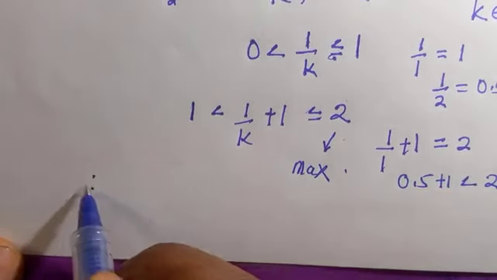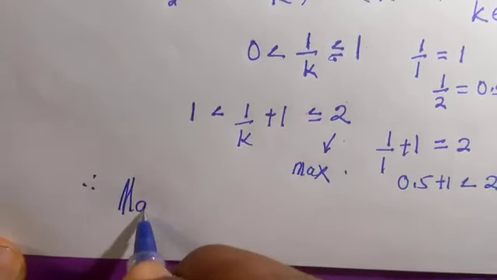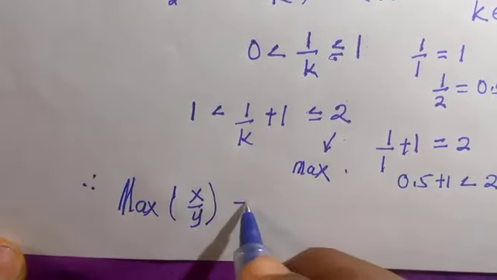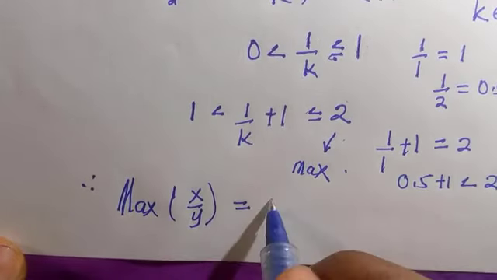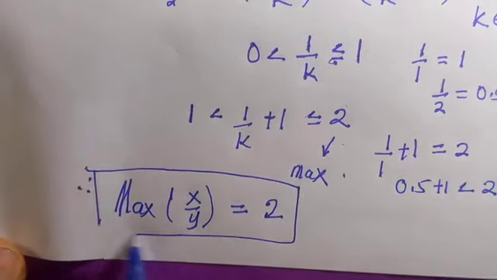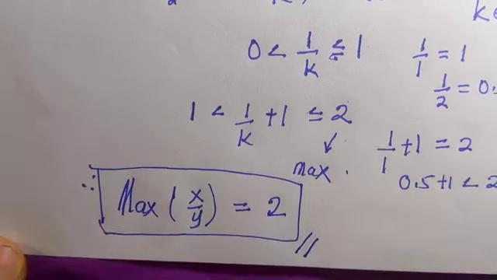So we can now conclude that the maximum of x divided by y equals 2. So that is the solution to this, and I hope you learned something today.